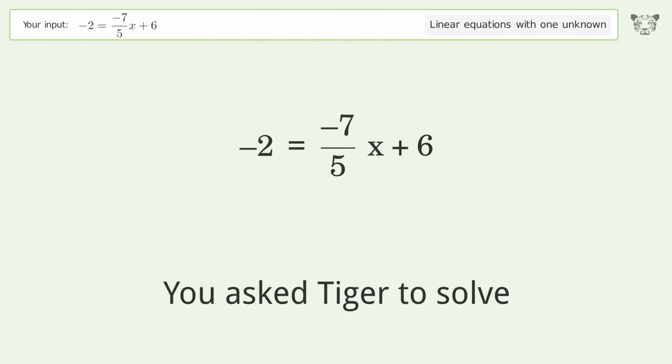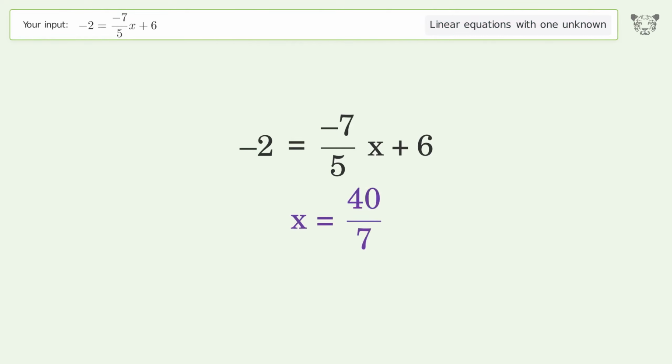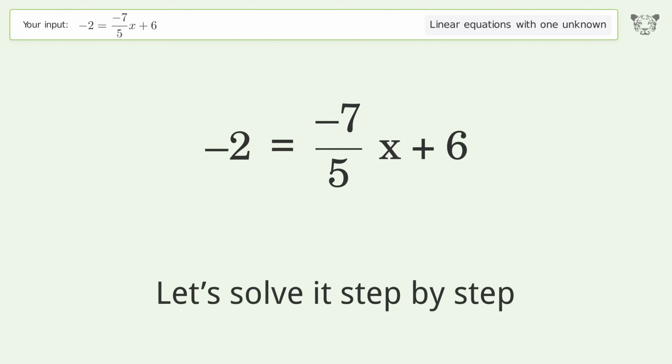You ask Tiger to solve. This deals with linear equations with one unknown. The final result is x equals 40/7. Let's solve it step by step.